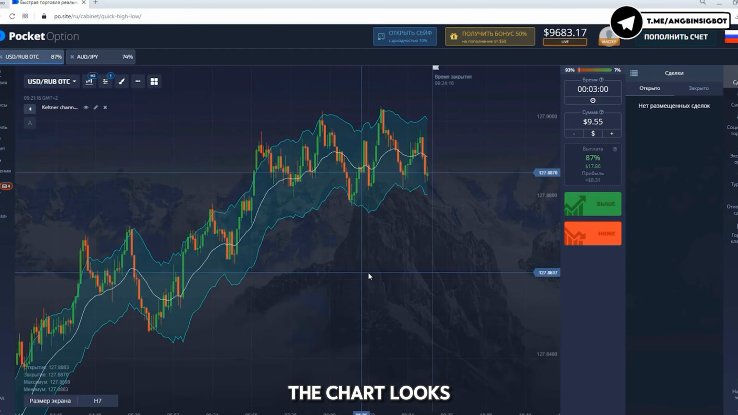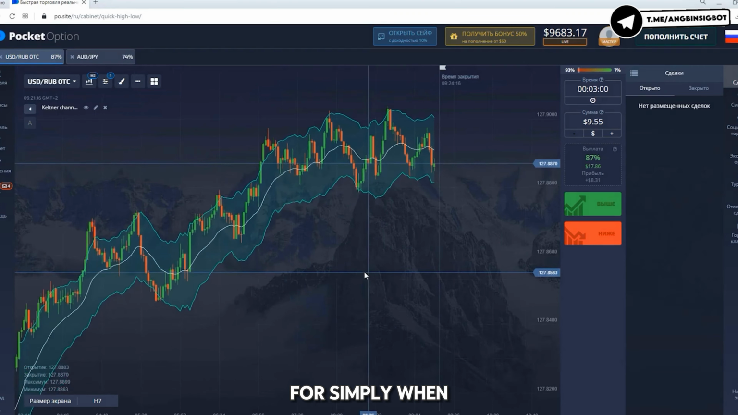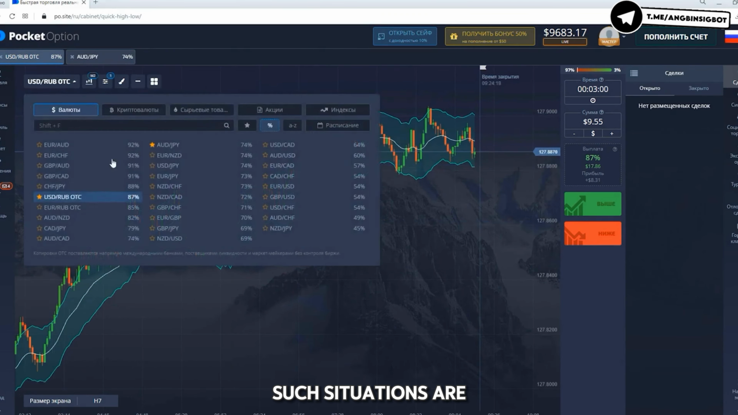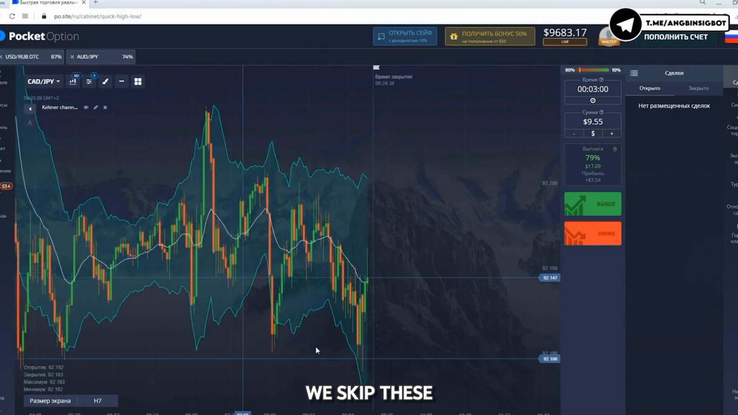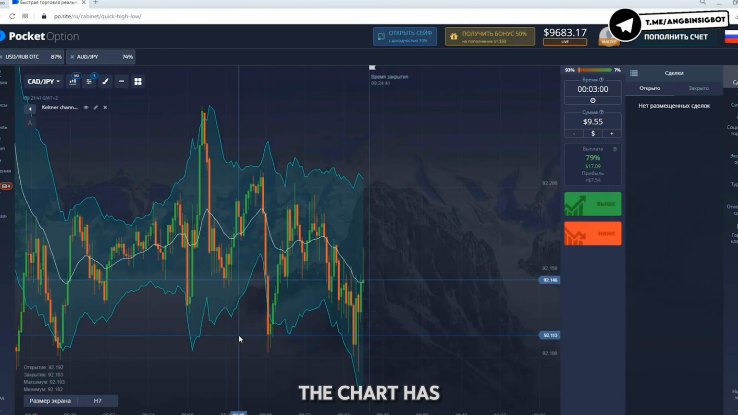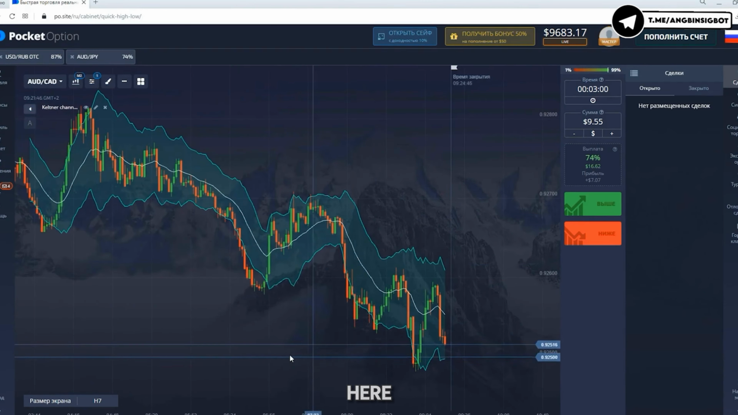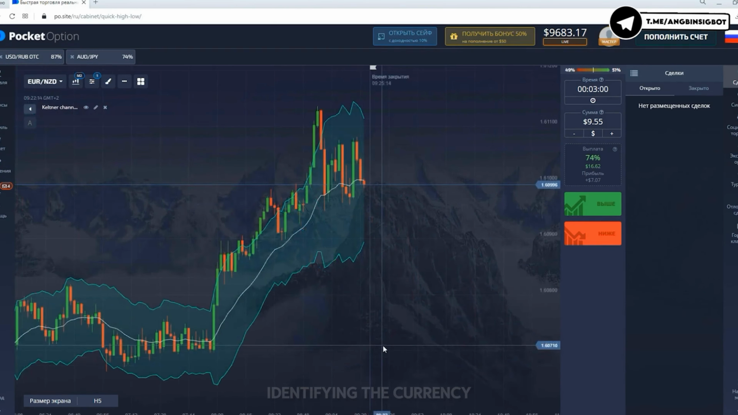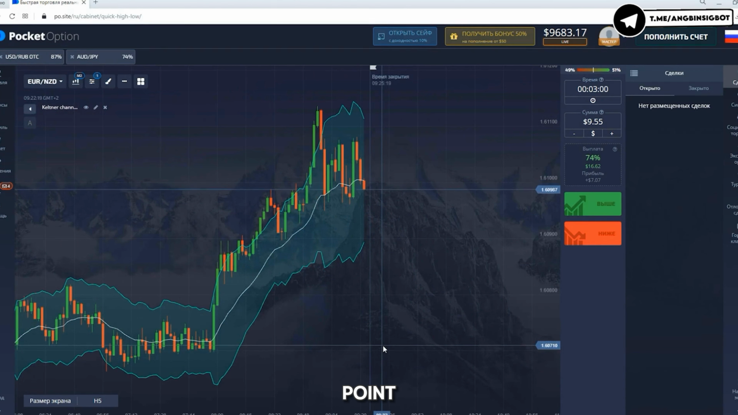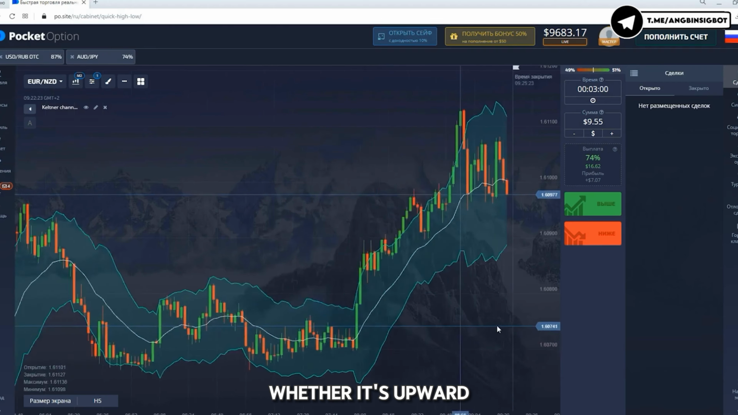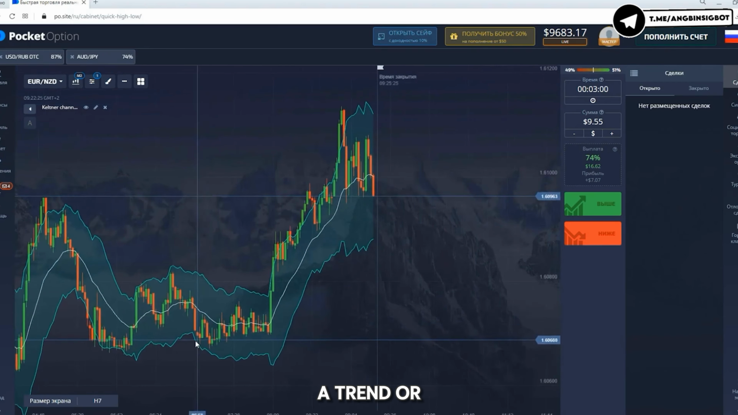This is what the chart looks like in a sideways trend, or simply when the price is moving to the right. Such situations are not suitable for us. We skip these currency pairs. As you can see, the chart has been completely ignoring the central line lately. Therefore, we won't find a good point here. Despite everything, correctly identifying the currency pair is quite simple, and it's also easy to find a good entry point. The main thing is to identify a stable movement, whether it's upward or downward, a trend, or a local trend.